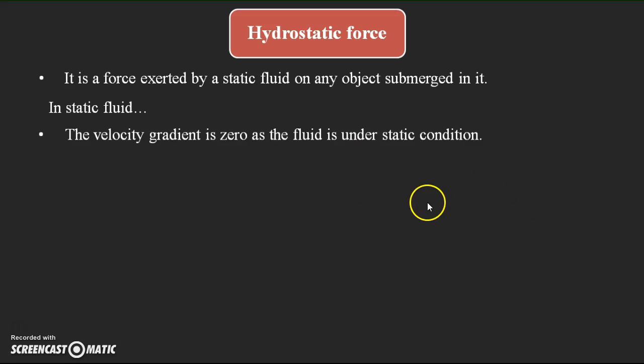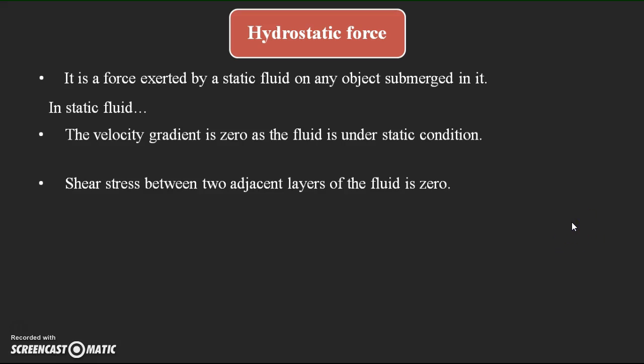And in a static fluid, there are conditions we have to know. The first condition is that the velocity gradient is zero, as the fluid is under static condition. Whenever the fluid is stationary, there is no movement from one place to another, so there will be no relative motion between two adjacent layers of the fluid particles. In that condition the velocity gradient, du by dy, is zero. Similarly, the shear stress between two adjacent layers of the fluid is zero, since there is no relative motion between the layers.